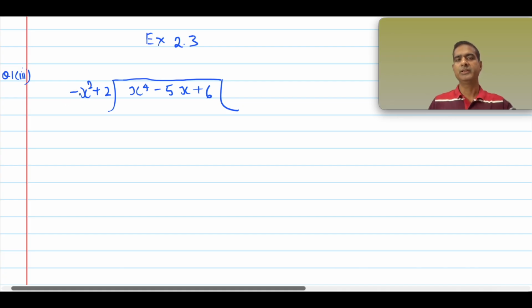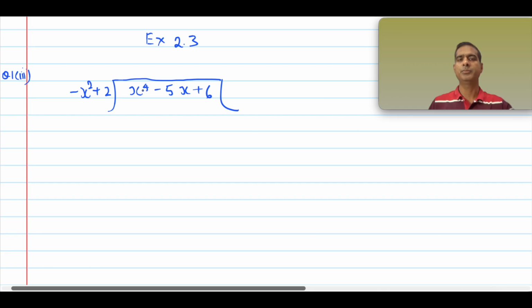So remember students, it was 2 minus x square. So the sign of x square was negative, so I have written negative x square. And in 2 minus x square, 2 was first, so there was no sign. So if there is no sign before a number, we assume it is positive. So we have written the divisor and the dividend in standard form, in the terms of decreasing order of the variable.